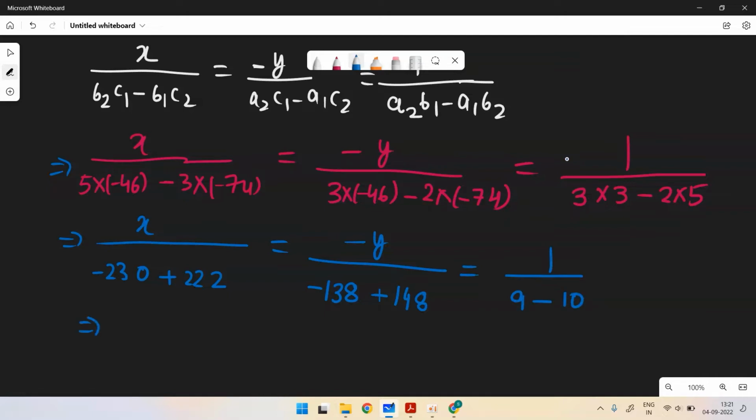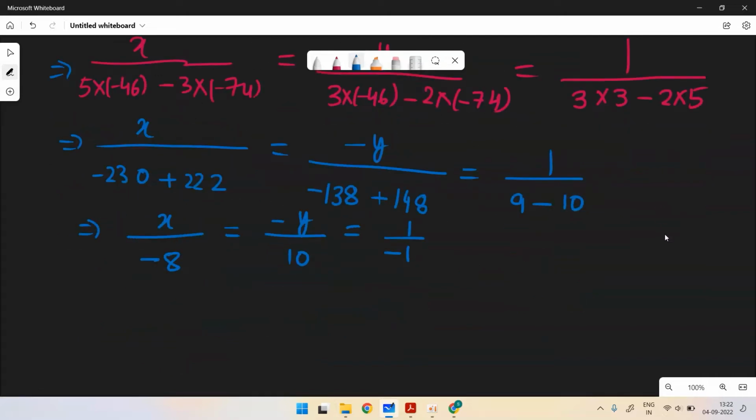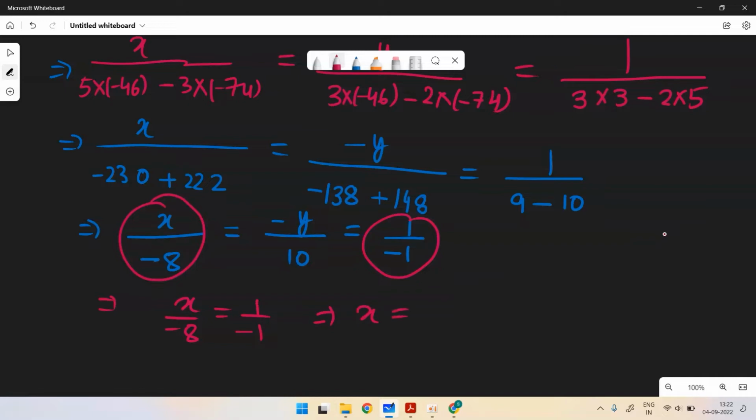So which implies that this is nothing but x by minus 8 equal to, this is already minus y by 148 minus 130 is 10 equal to 1 by minus 1. Now taking any two equations at a time, first I take this and this, which implies x by minus 8 equal to 1 by minus 1, which implies the value of x here is 8.